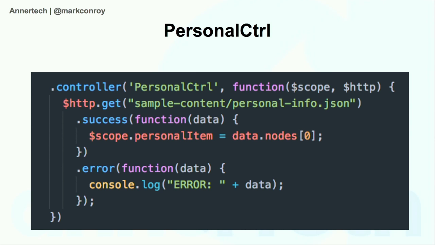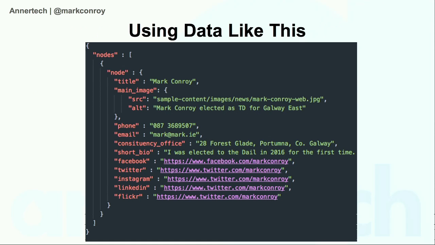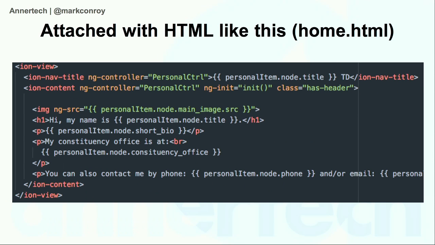So we can see data.nodes.0 is here, nodes, and then the first item in this array is .node, so that's the 0. So using this, we will attach it with HTML that looks like this. We've got an ion nav title with the ng-controller for this, so any place you find this stuff here, use the personal controller, and we've got personal item .node.title. So again, it goes back to JSON, finds .node, finds that title, and we'll use that for the main title where it says Mark Conroy. And then outside of that, we've got the letters TD, so they're hard-coded into this. I'm not very ambitious. I could never use this app for anybody outside of Ireland.